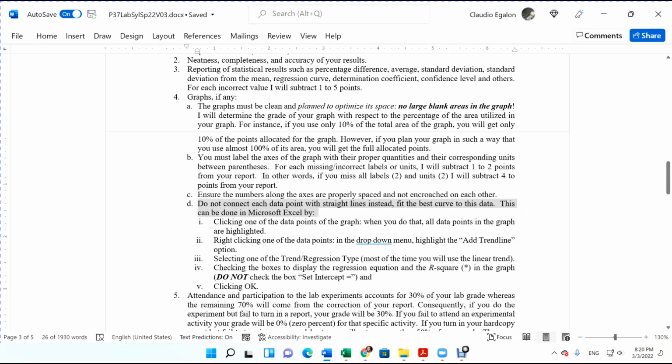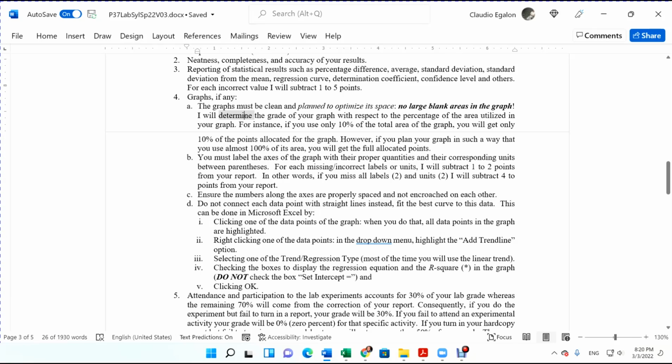Okay. So here you go. Do not connect the data points with straight lines, right? Let's see how the graph moves. You must label the axis. Oh, I need to put a little bit more instructions here, right? Is there a proper point? The graph must be clean.